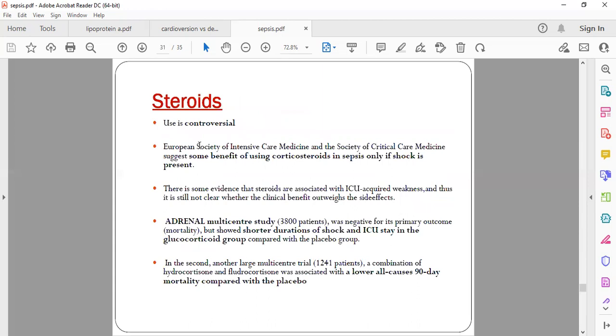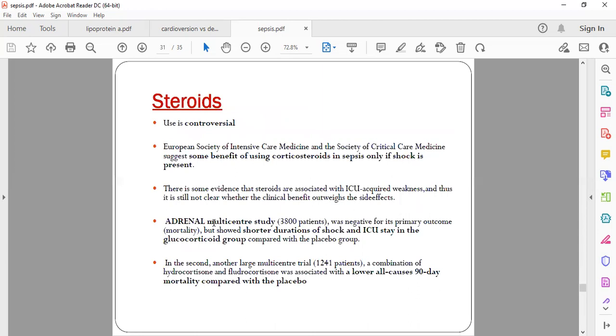Steroid use in sepsis is very controversial, and the guidelines say that steroids should only be considered when you have tried all the measures to treat shock. Like, for shock, you have given IV fluids, or you have put the patient on vasopressors like noradrenaline. But despite that, if the shock is not improving and BP is not improving, you may trial corticosteroids. Otherwise, routine usage of steroids should not be done.